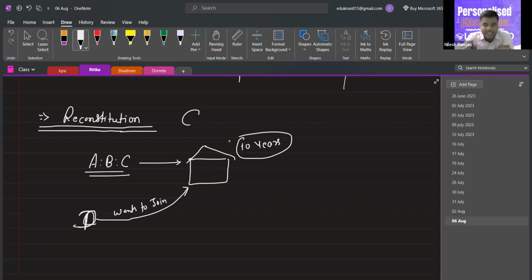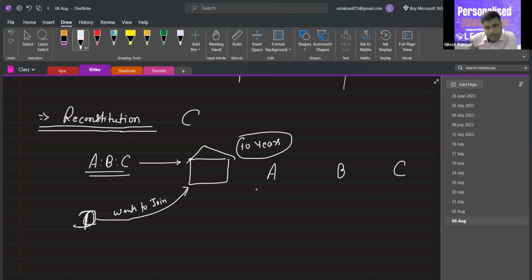So A, B, and C will demand capital. Now, there is one more thing that they will ask from D, because let's say A, B, and C capital is given.